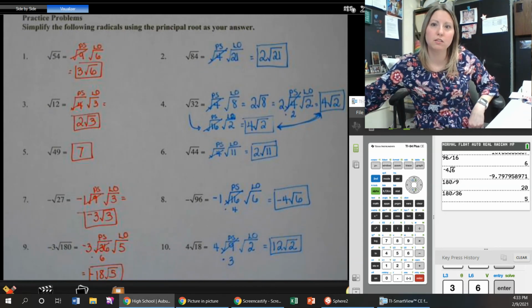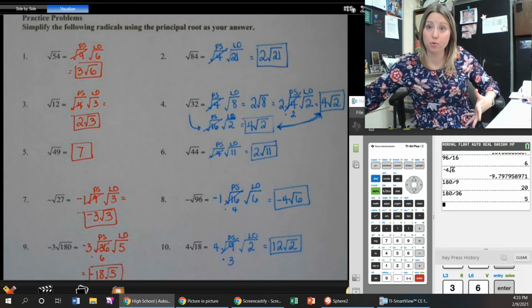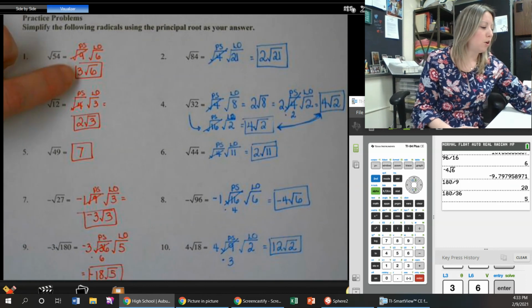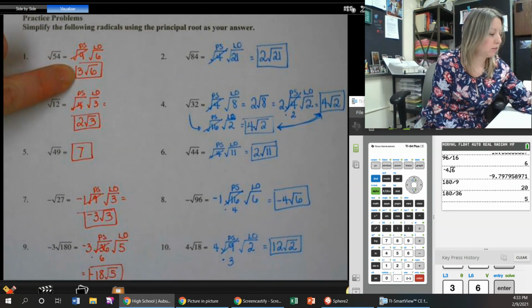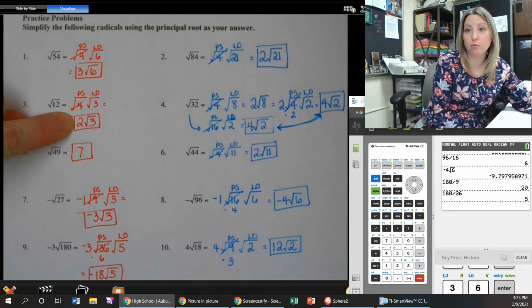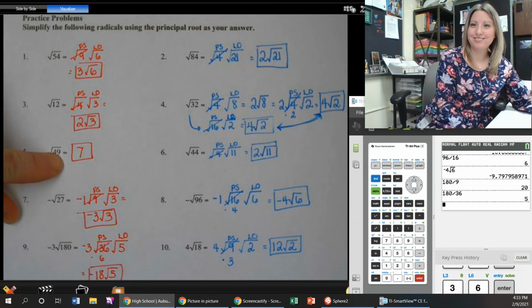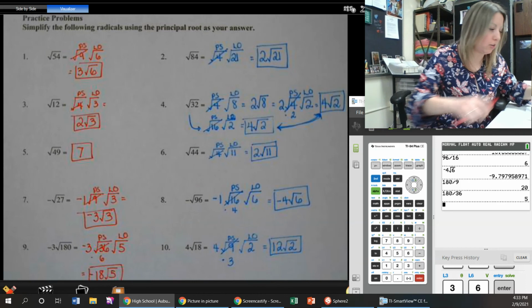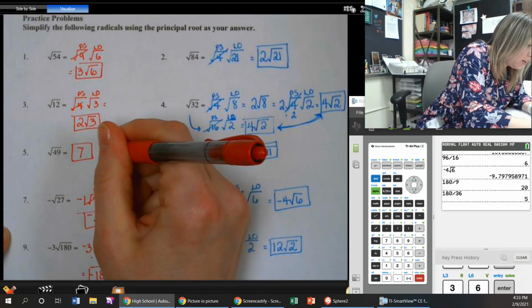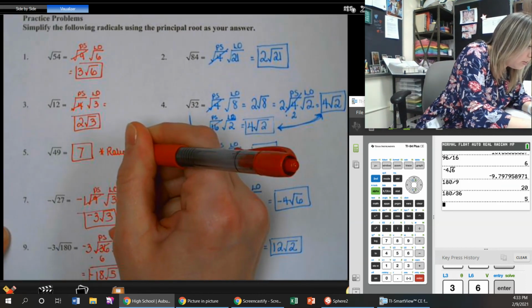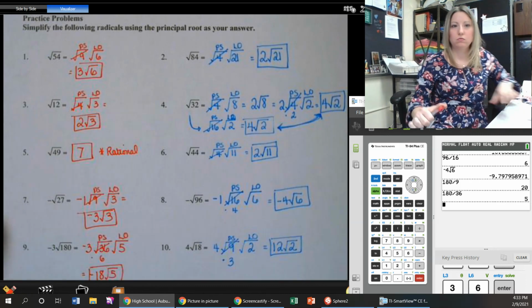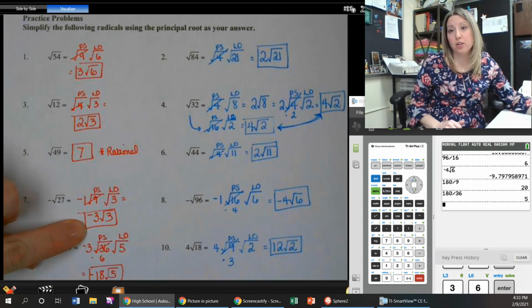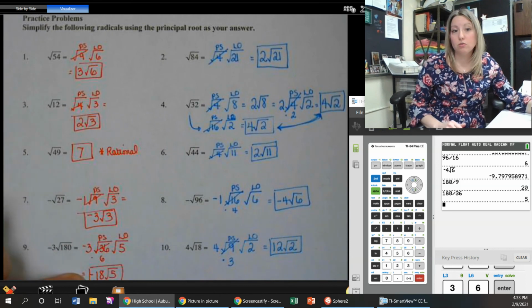Welcome back. Let's check our answers. I'll read through them. So we are practicing again how to say these answers, right? So 3 radical 6, 2 radical 3, 7. 49 is a perfect square. Take its square root. That's rational. This, by the way, is the only one here that's rational. Negative 3 radical 3, negative 18 radical 5.